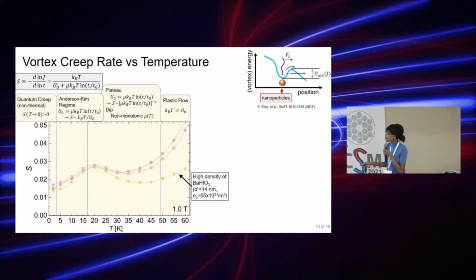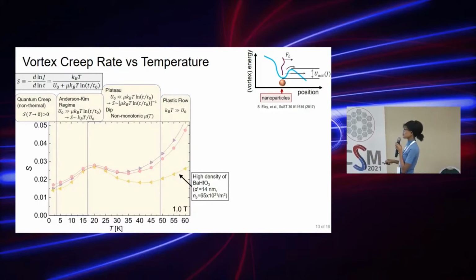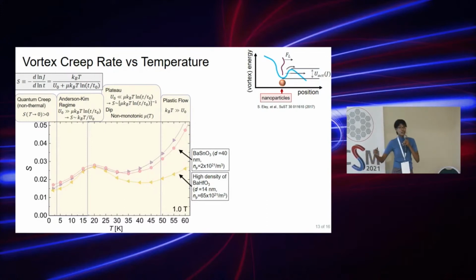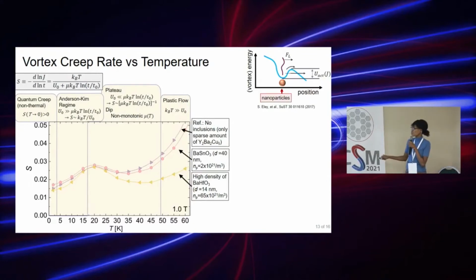Okay, so now I've thrown on here 2 other curves. And sorry, I noticed the contrast here is terrible on this screen. But basically this curve here should be a different color than that. And it is for a sample that contains barium tin oxide nanoparticles, the larger ones. And then this curve is for the reference sample that contains no impurity phases. So what you should notice here is that a high density of small nanoparticles is very effective in lowering the vortex creep rate at high temperatures.